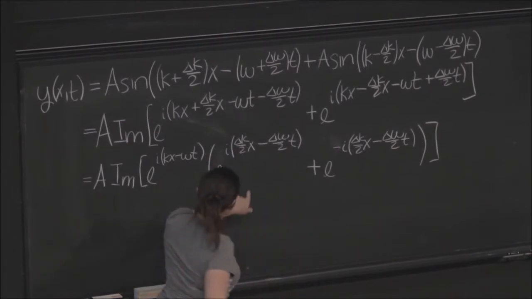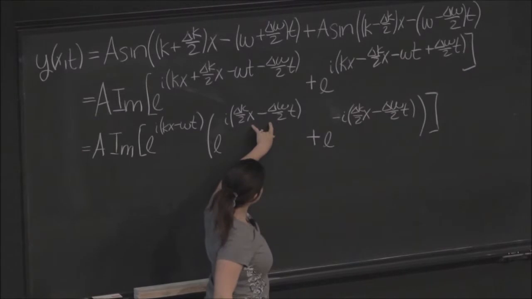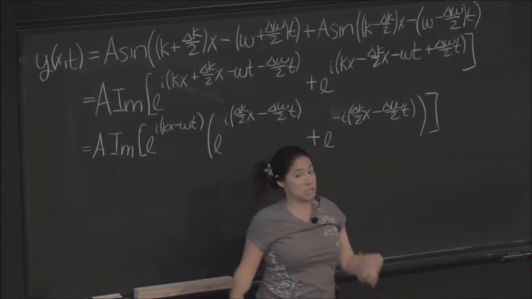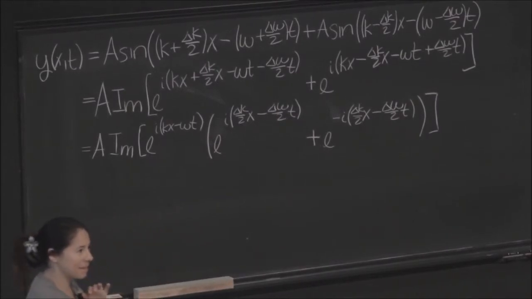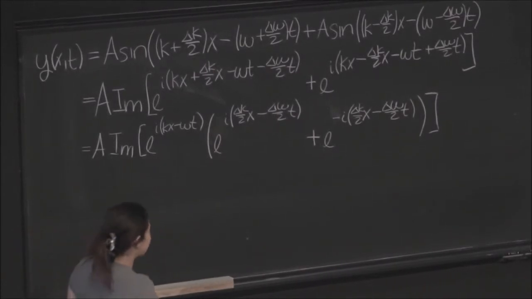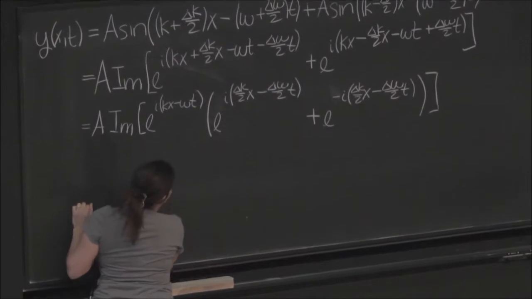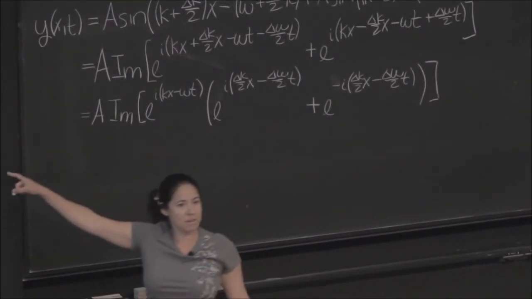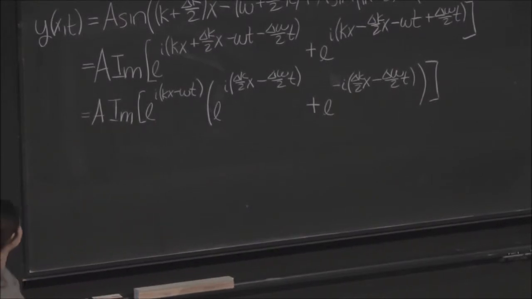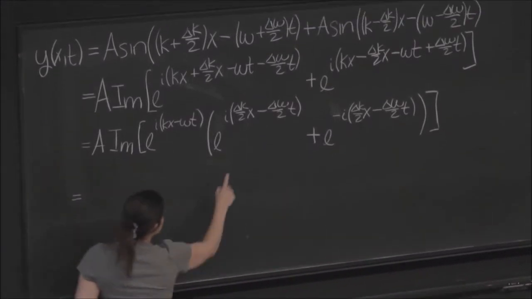Does anybody recognize this is e to the i junk plus e to the minus i junk? What is that? Is it sine? Is it cosine? It is 2 cosine. So this right here is 2 cosine of junk. And if you stare at that long enough, I bet you'll be convinced of that being true. So this is 2 cosine junk.